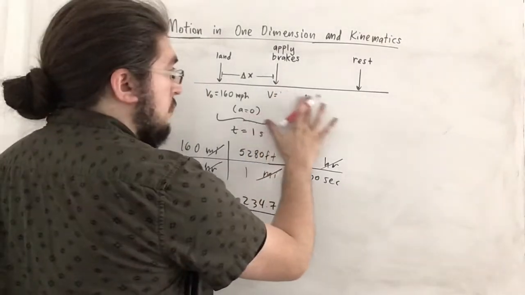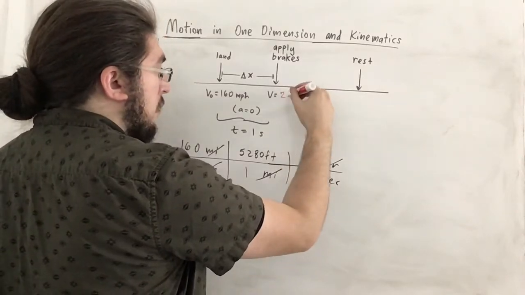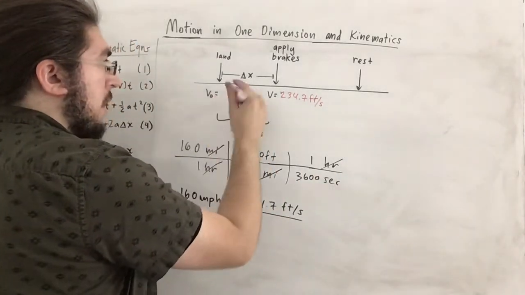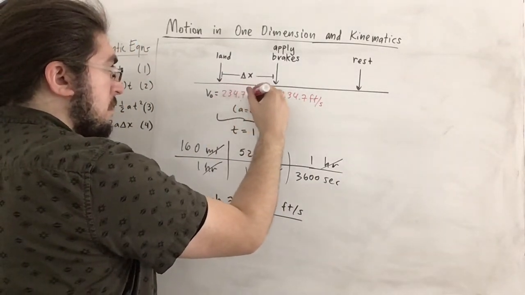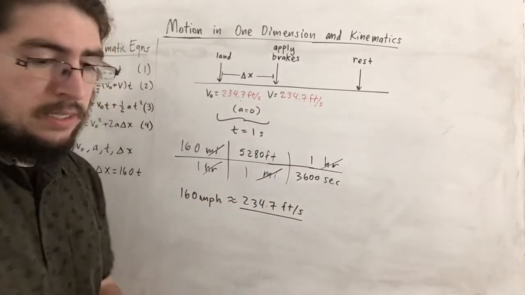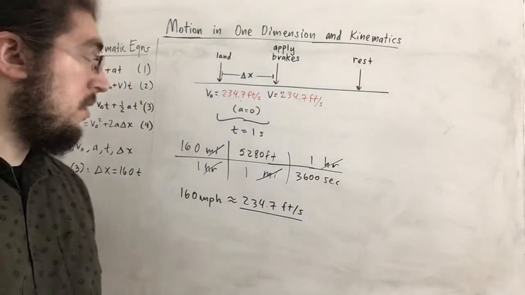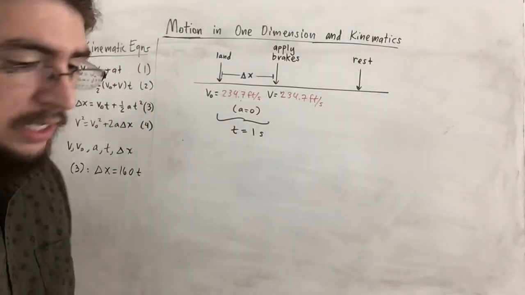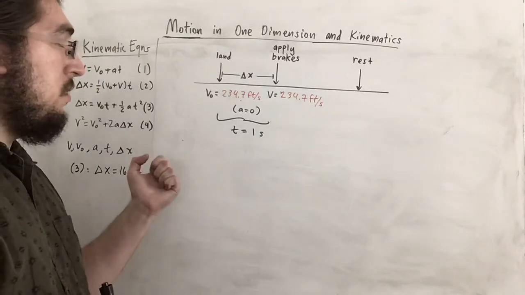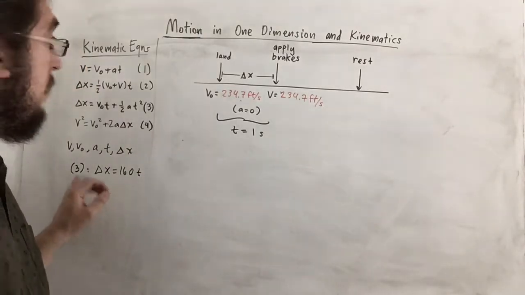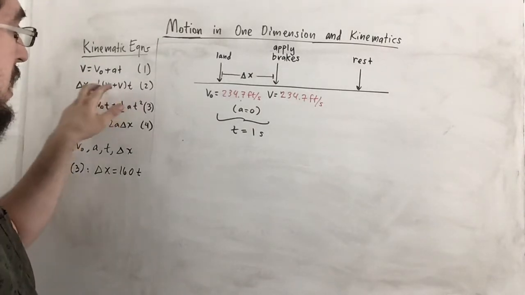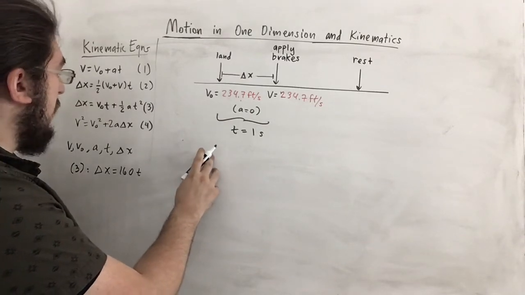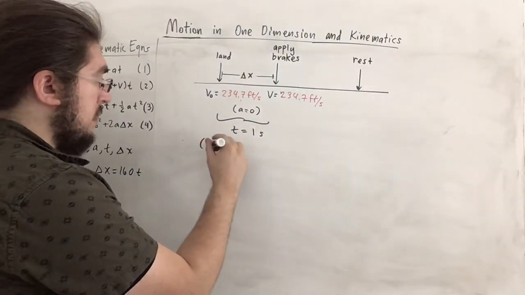So these 160 miles per hour now become 234.7 feet per second, which I think is a little more manageable, because now everything's in the correct units. So with that being said, I'm going to erase the work of our conversion here, and I'm going to apply the correct kinematic equation. And now we actually know that the correct one to use is equation 3, because that involves delta x, t, v naught, and v.